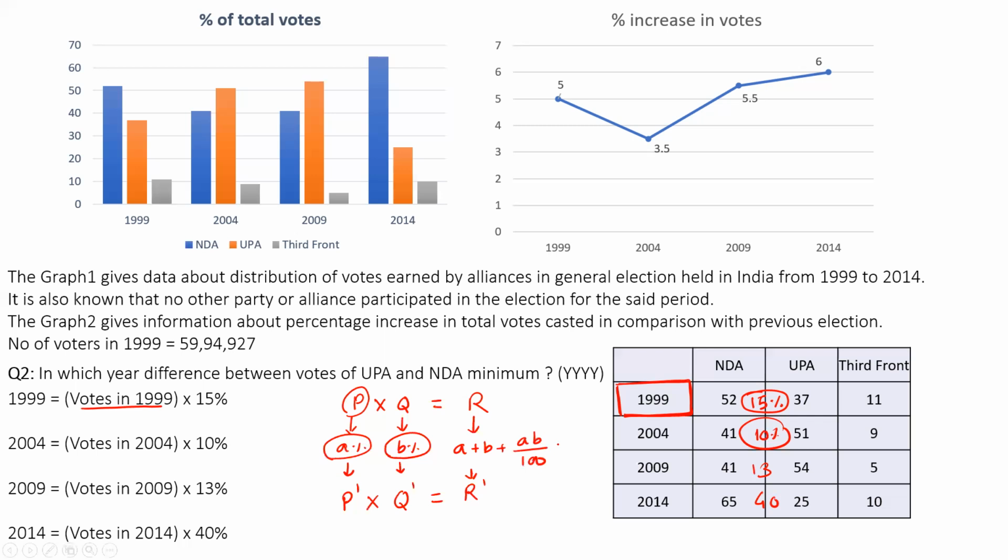So you can also apply the concept of successive percentage change in the product of two numbers. Now, how can this concept help me solve this question? So let us start with this.